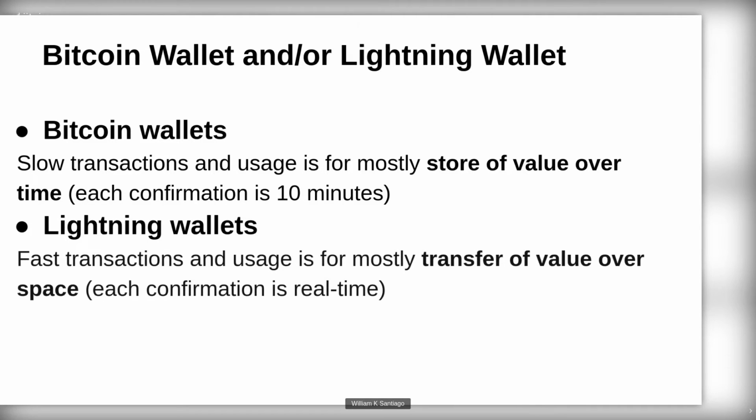Then you move into Lightning wallets. These are fast transactions, and usage is mostly for transfer of value over space. So now we're not worried about time. We're worried about whether the transfer can happen to another individual or entity in an instant, and I no longer have it in my possession. In other words, finality happens at the moment that you make the transaction.